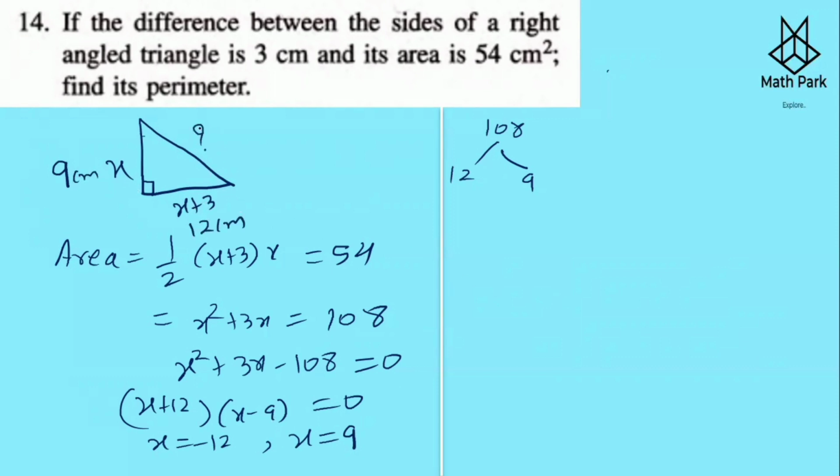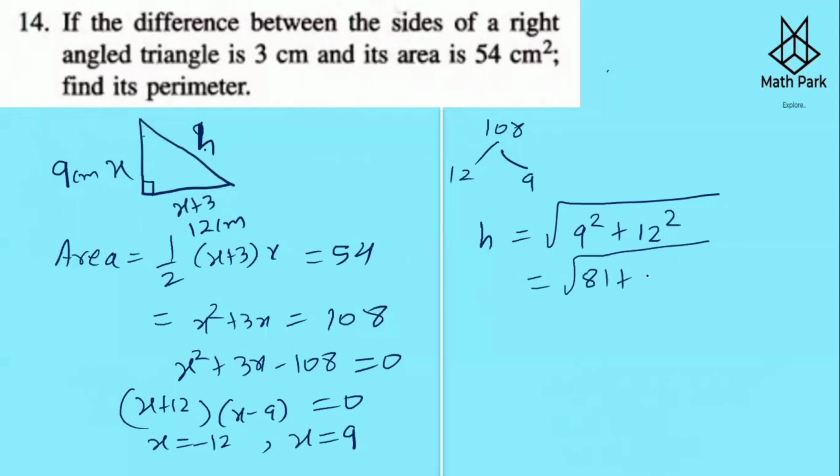I'll write h for the hypotenuse. So h is equal to square root of 9 square plus 12 square, since x plus 3 is 12. 9 square is 81, 12 square is 144. Adding this, we get 225. So h is equal to 15. That is, the hypotenuse is 15.